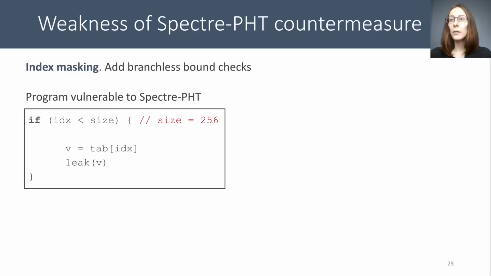Finally, using our tool, we discovered a weakness in index masking, which is a countermeasure against Spectre-PHT. Remember the program that we introduced at the beginning of this presentation, which is the typical conditional branch check vulnerable to Spectre-PHT. The index masking countermeasure strengthens the branch check with a branchless bound check by applying a mask to the index in order to constrain its range.